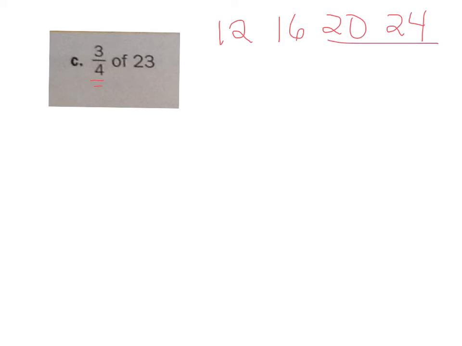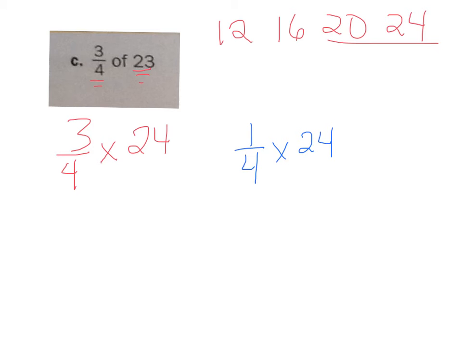Well, I know 20 and 24 are the closest to 23. So these are my compatible numbers to this fraction. Again, I'm going to take 3/4 times one of those numbers to make it a little bit easier. Let's choose 24 because it's closer. So I'm going to take 3/4 times 24. But when I estimate, I want to make it even a little bit easier. So instead of 3/4, I'm going to change it to just 1/4 times 24. This is the same as saying 24 divided by 4, which we all know is 6.